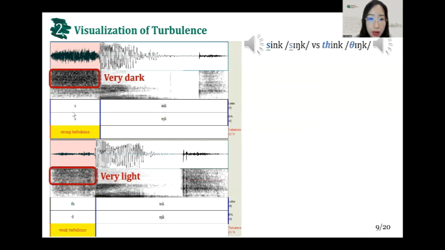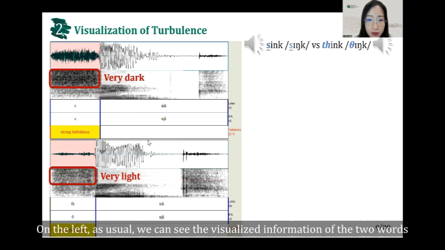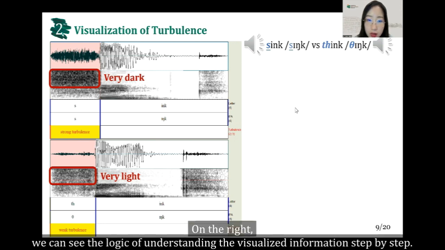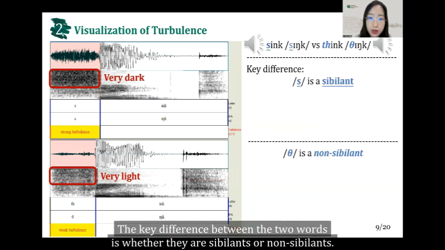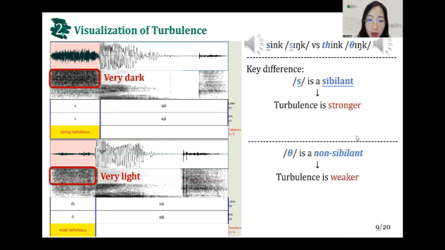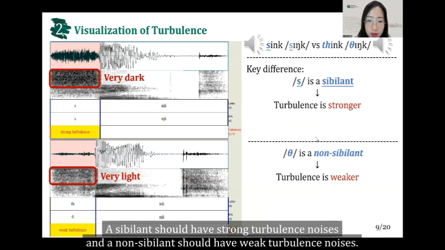Think. On the left, as usual, we can see the visualized information of the 2 words with the key acoustic cue highlighted in red boxes and written in red. A very simple description of the key acoustic cue is provided at the bottom. On the right, we can see the logic of understanding the visualized information step by step. The key difference between the 2 words is whether they are sibilants or non-sibilants. We know s is a sibilant, and the th sound is a non-sibilant. A sibilant should have strong turbulence noises, and a non-sibilant should have weak turbulence noises.